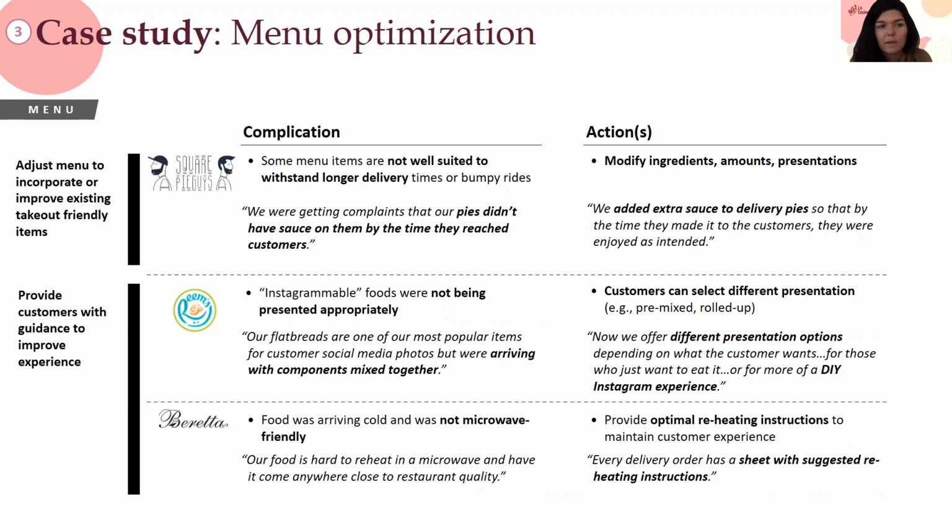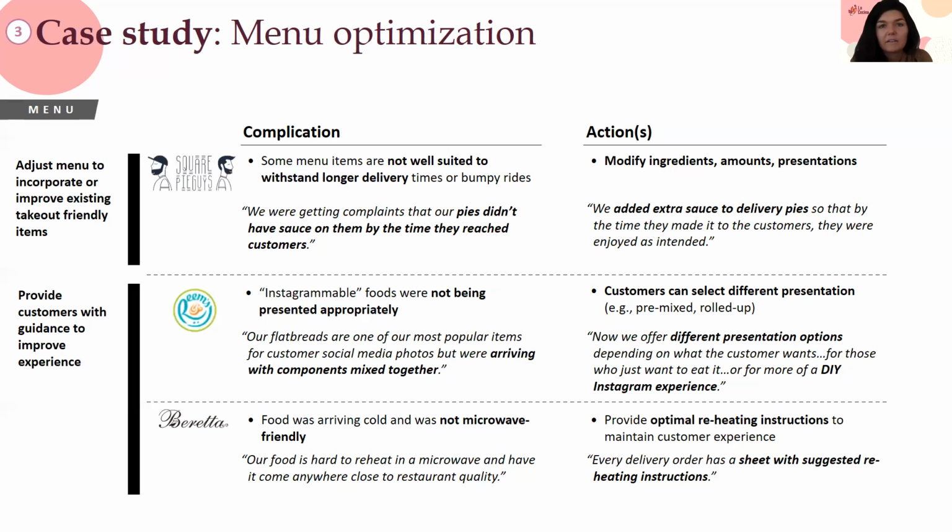On changing your own menu, we have the example of Square Pie Guys. They found that they were getting complaints that their pies didn't have enough sauce on them by the time they reached the customers. And so they actually just added extra sauce to delivery pies. So even in delivery platforms where you're less close to your customers, you want to make sure you're still getting that feedback so you can adjust your menu items accordingly.